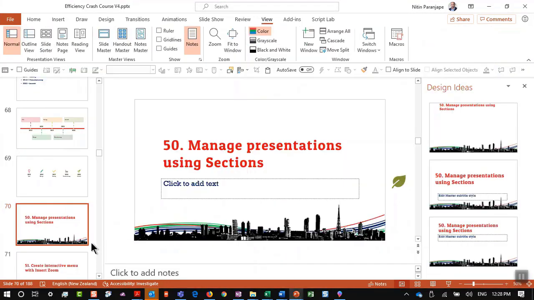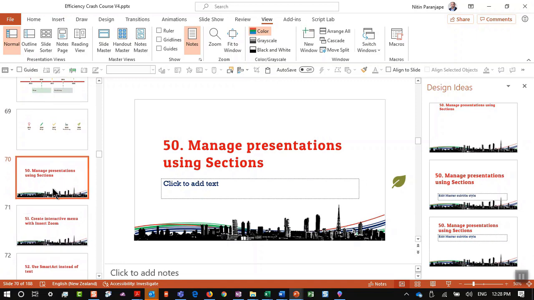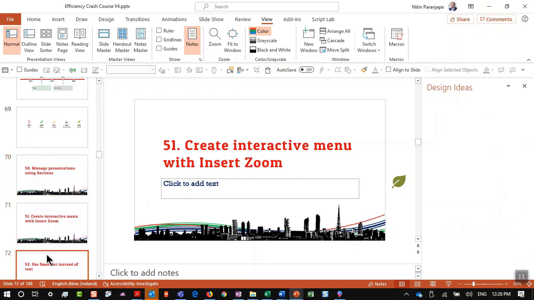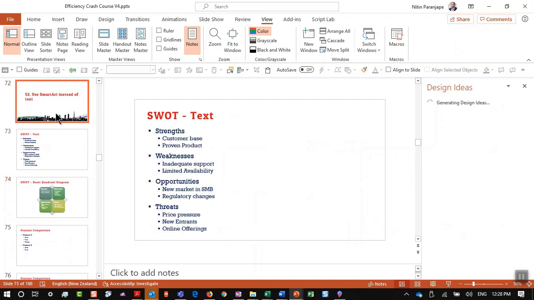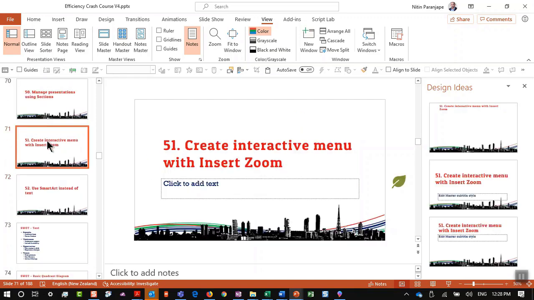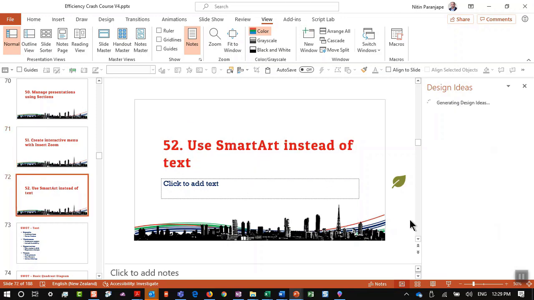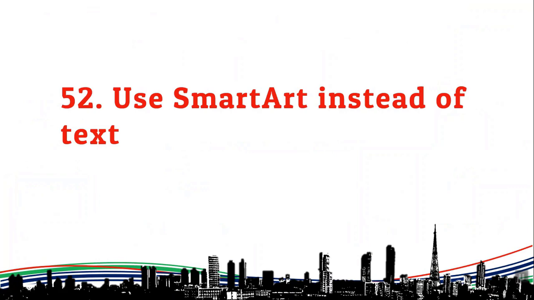So start using this. This is called sections, and once you have sections, you get insert zoom. Okay, very good. Now, again, sometimes that design ideas will not help. You want to depict something. So use SmartArt. How many of you use SmartArt? That's a good number. Okay.